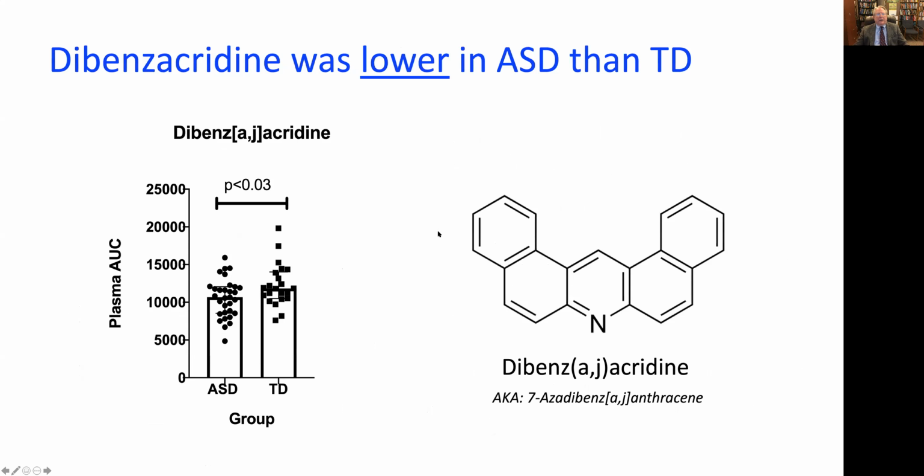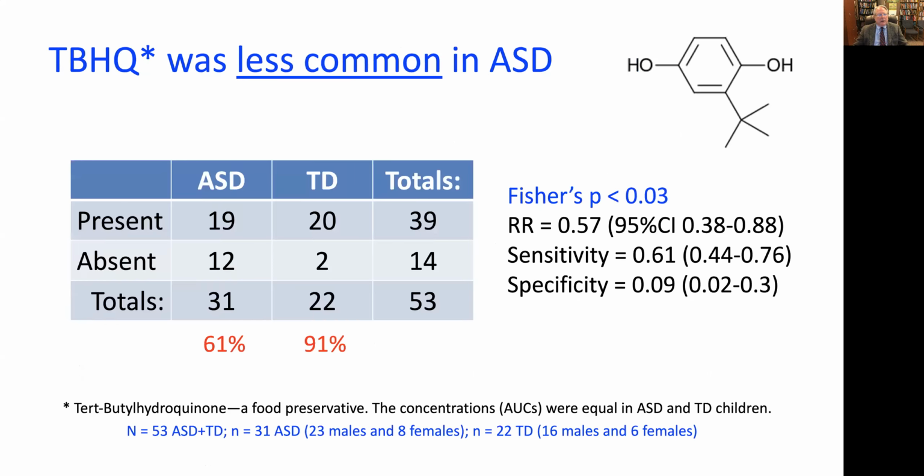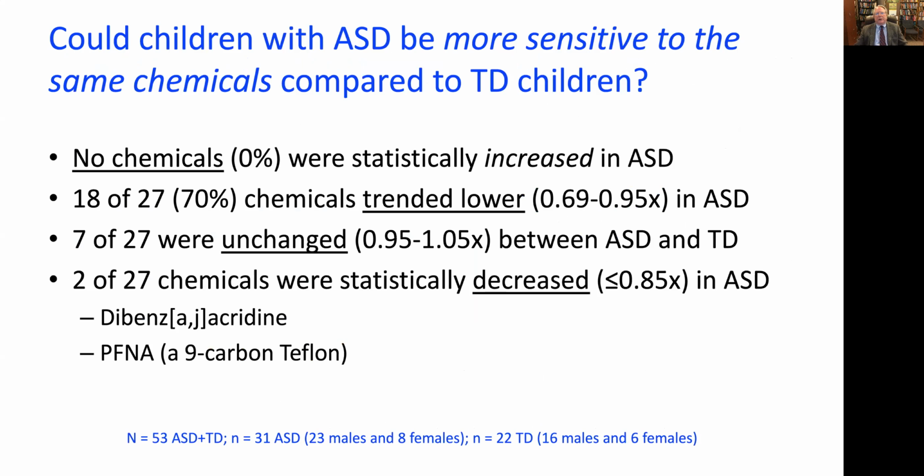And the dibenzacridine was also lower in ASD than in TD. This is what it looks like: a planar molecule that is a polyaromatic hydrocarbon. And this is the tert-butylhydroquinone result, shown on the upper right of your screen. It's also less common. It was present in 61% of children with ASD, but 91% of typically developing controls.